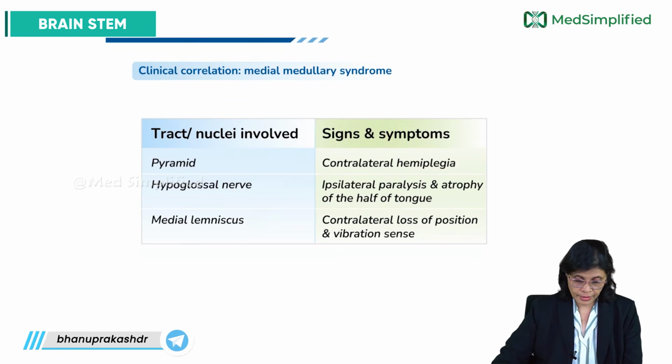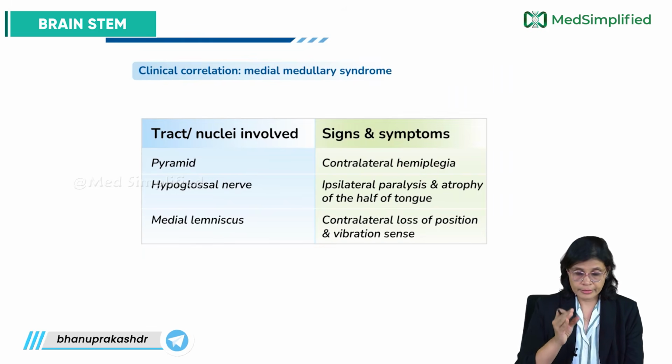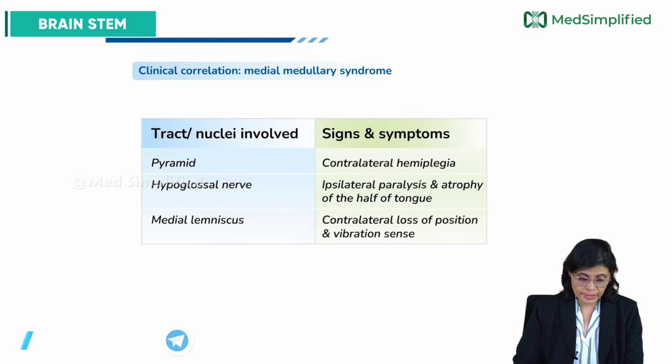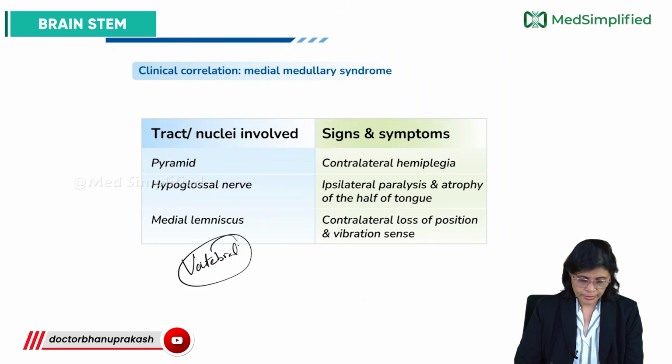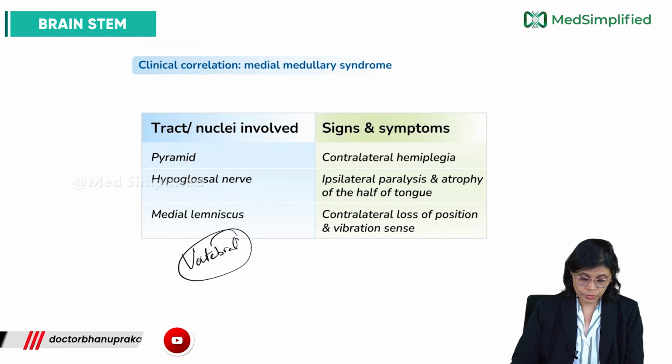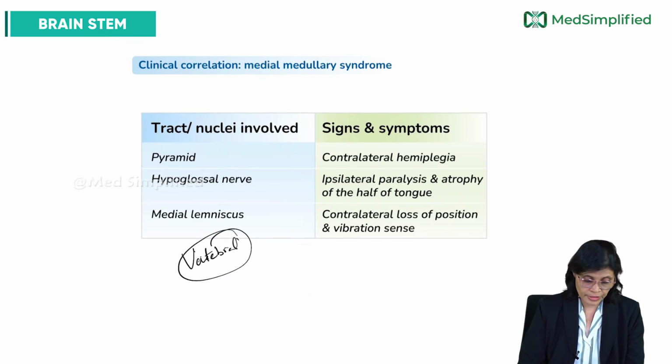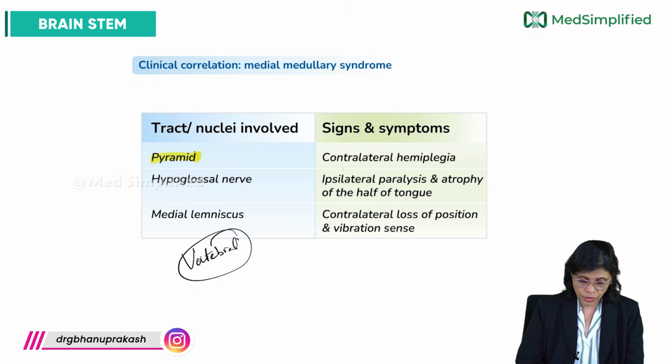Next we'll see the medial medullary syndrome. So here the paramedian region is involved, which is supplied by the branches of the vertebral artery. So here the vertebral artery branches, which mainly supply that region, are involved. So any vascular lesion or thrombosis in this, in the midline, what do we see? We see the pyramid, right? If the pyramid is involved, pyramid basically consists of the corticospinal tract, which is the motor tract.